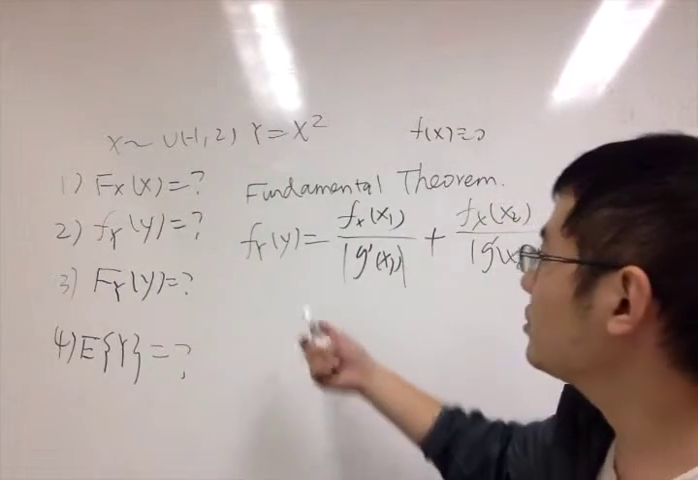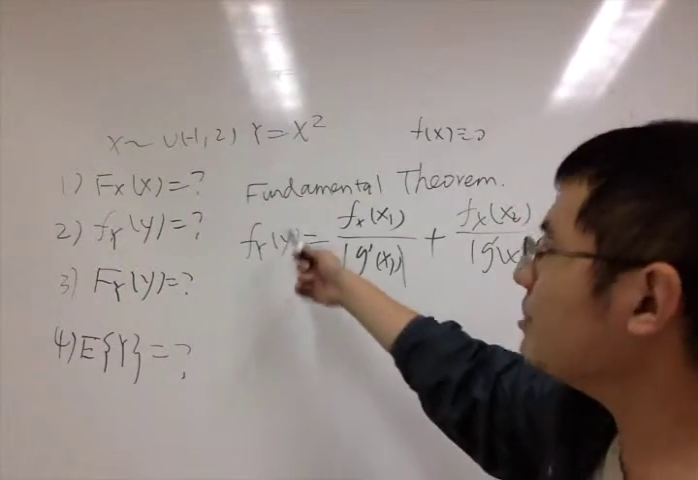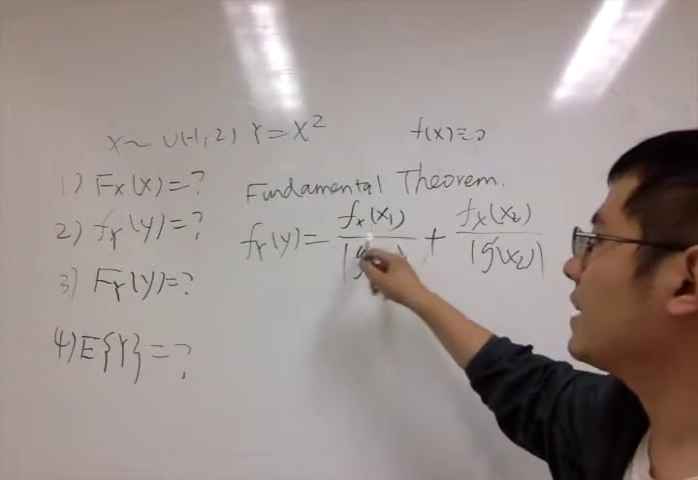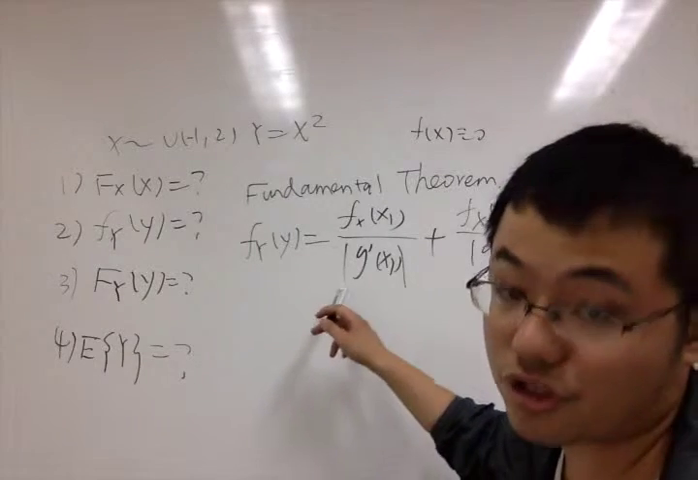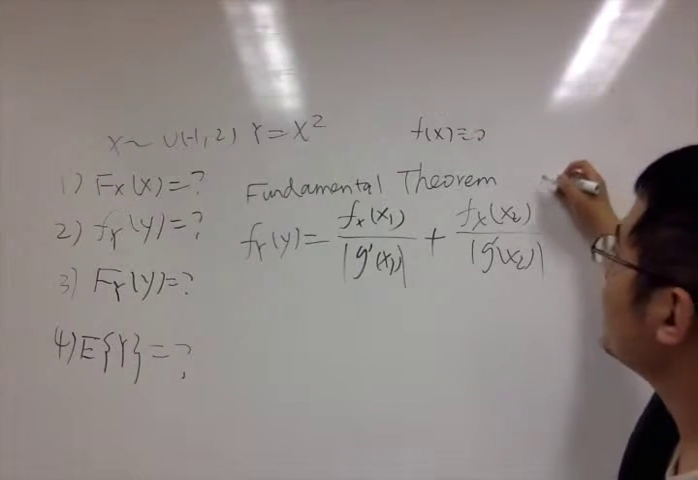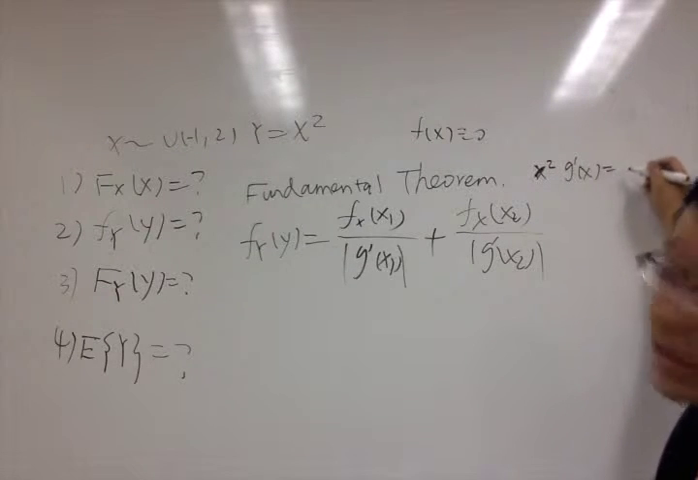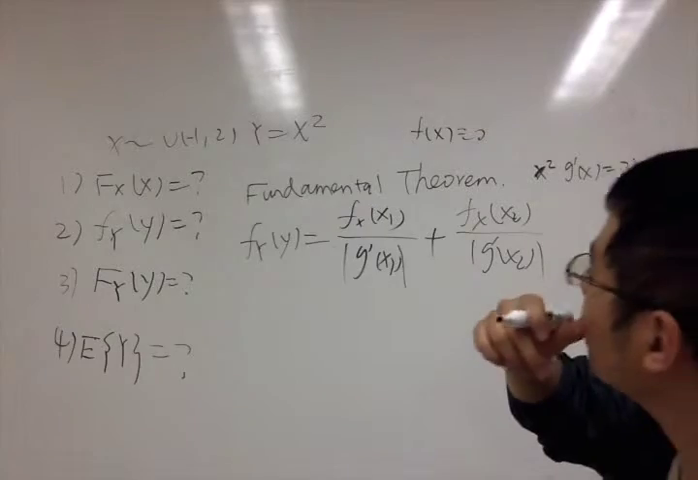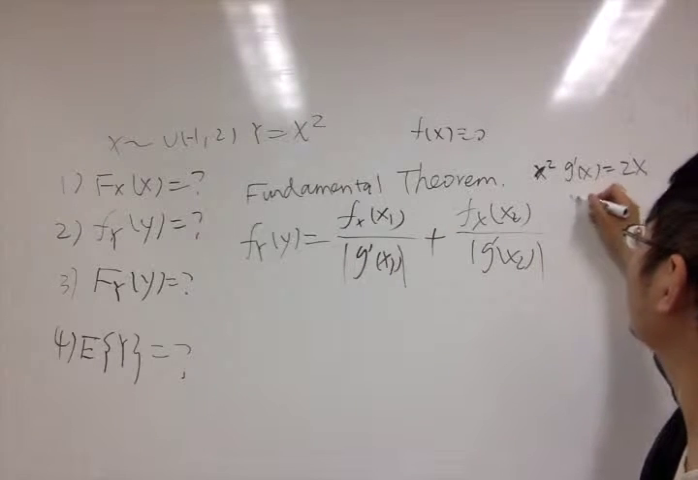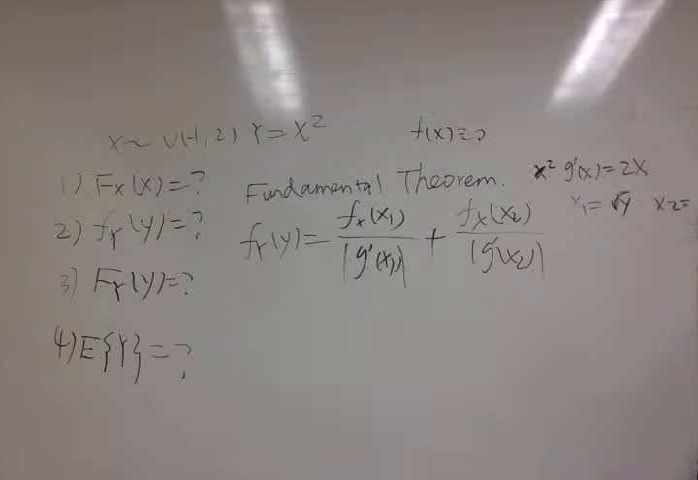So as for the second question, we're trying to find out the density function of fy, and we could simply implement the fundamental theorem, which means that fy equals fx divided by the absolute value of the derivative of g(x). In this question, g(x) means x squared, so the derivative of g(x) equals 2x. And there are two roots for g(x) equals y, where x1 is the square root of y, and x2 equals the minus square root of y.